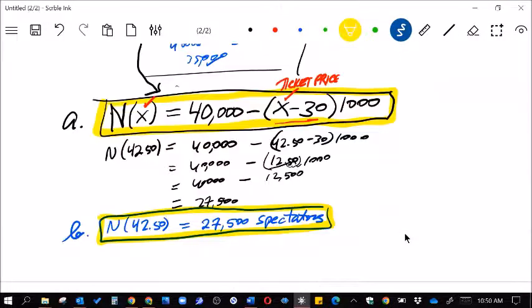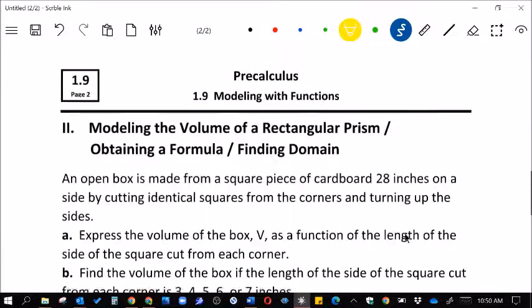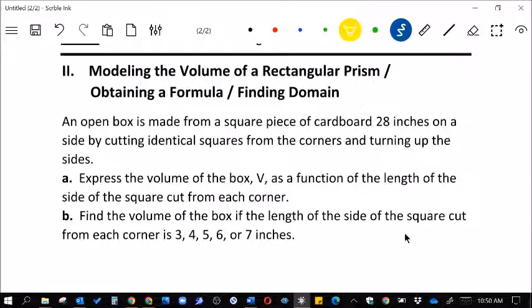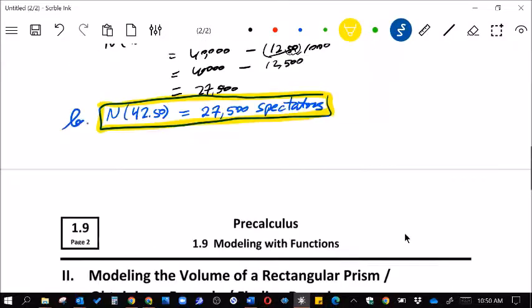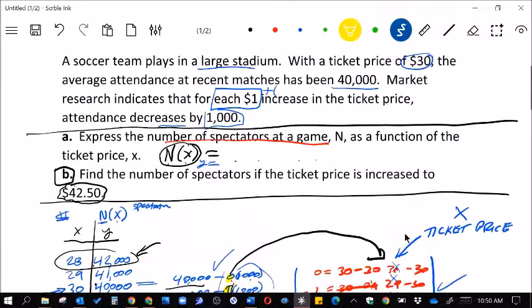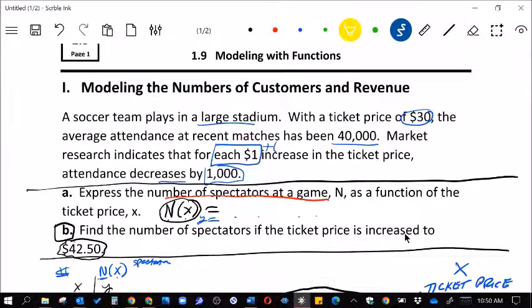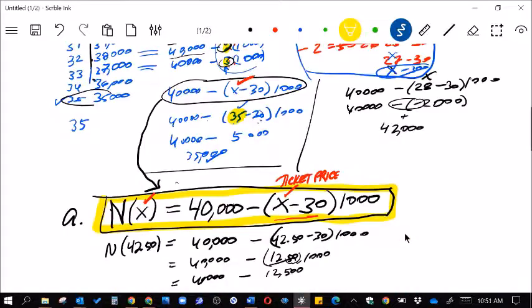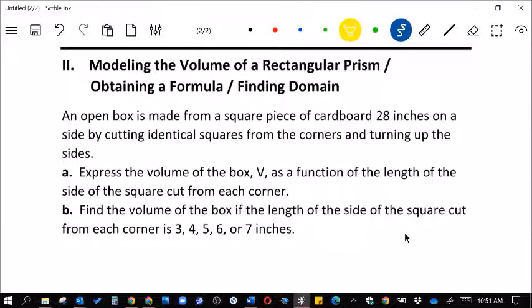Okay, so let's take a look at another type of problem. This one's not the same thing at all. Here you're making an equation based on the increase or decrease. It's not the same as something like a stadium, but it is an increase or decrease kind of problem, so it's still making up a function. So let's take a look at this.